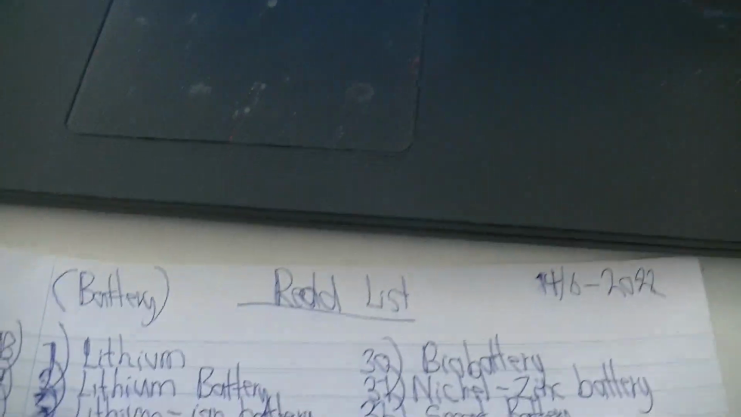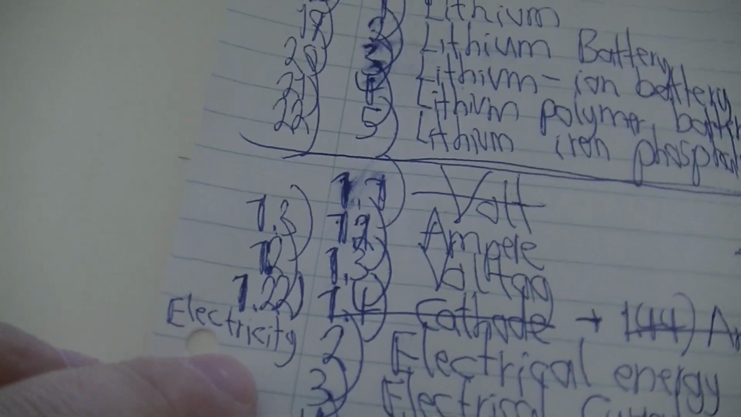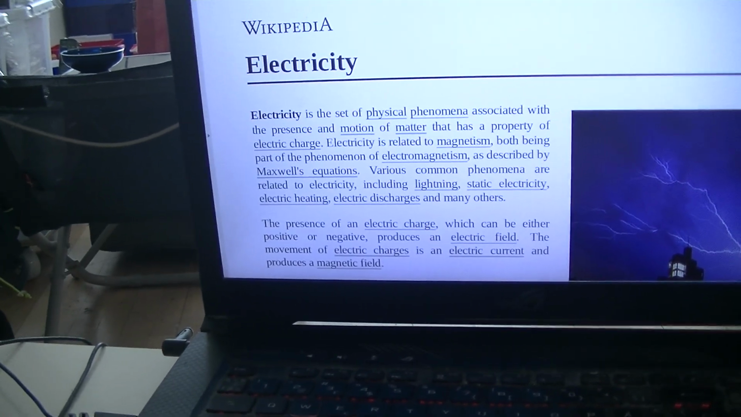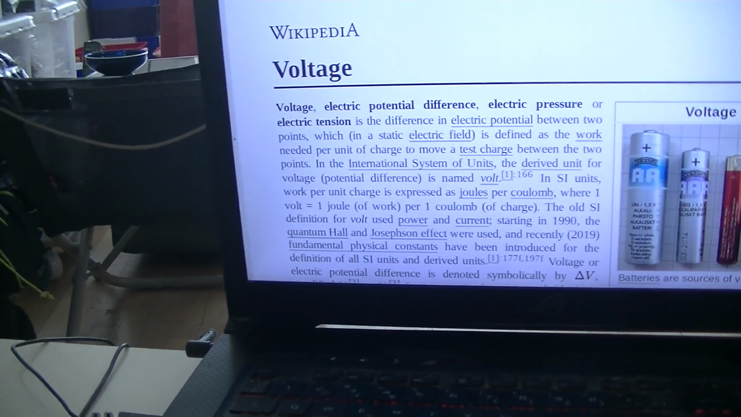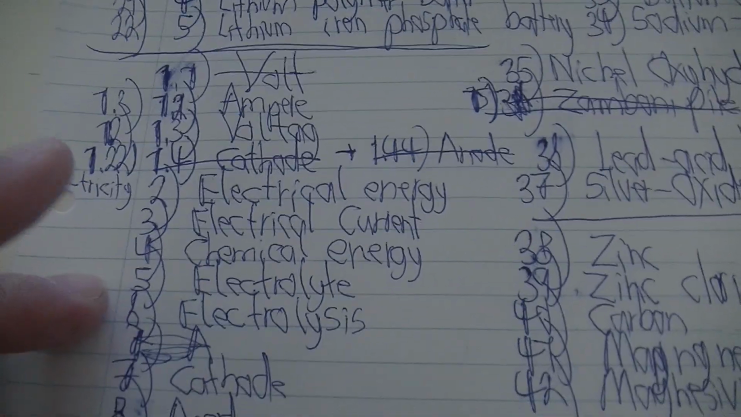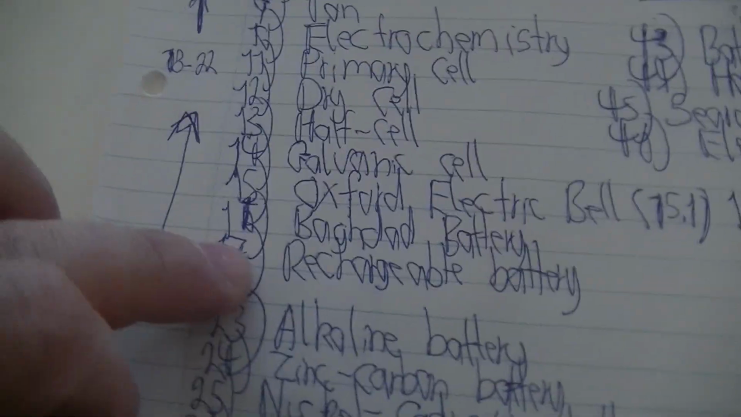But let's just continue. So this is voltage, and after voltage we do electricity. I have the electricity there. Yes, then I just try to follow this long page.